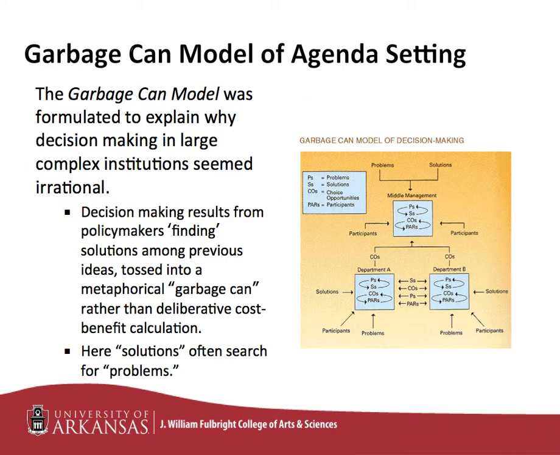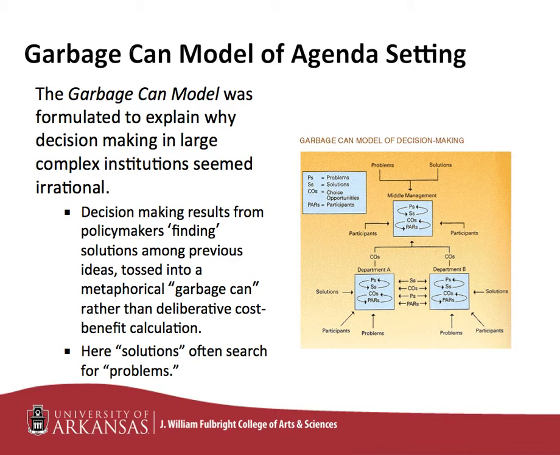But beyond that, we have to understand that the process of getting things on the agenda can oftentimes be very complex. Now, this is referred to in the text as the garbage can model of agenda setting. The idea that within large institutions such as government, decision-making may seem irrational. And here, decision-making results from policymakers "finding" solutions among previous ideas, tossing them into a metaphorical garbage can, as opposed to the deliberative cost-benefit calculation.